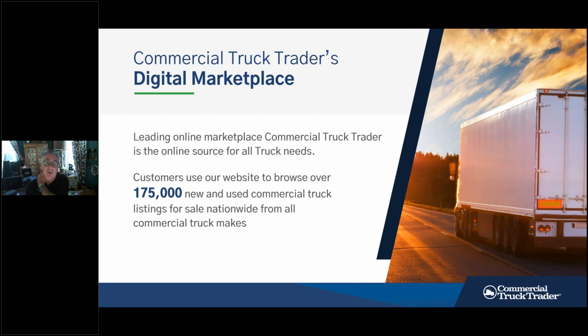So customers can use our website, and these are the end user customers, to browse over an average of 175,000 new and used commercial truck listings all over the nation. And it still is amazing to me that even with this dearth and scarcity of inventory out there, there's still hundreds of thousands of trucks for sale. And here's what's really interesting about this, and this is why it can actually be a really interesting and profitable time to be selling trucks.